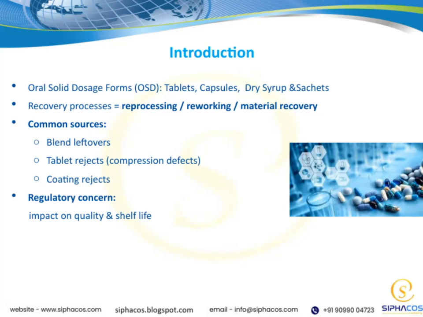Let's start by talking about oral solid dosage forms, or OSD, which include tablets, capsules, dry syrups, and sachets. These are common forms of medication that people take daily. Now, in the manufacturing process, we often encounter situations where we need to recover materials. This recovery can involve reprocessing, reworking, or simply reclaiming materials that didn't meet quality standards initially. Some typical sources of these recoveries include blend leftovers, which are the excess powders remaining after mixing, tablet rejects caused by compression defects, and coating rejects, which happen when the coating doesn't meet quality requirements.